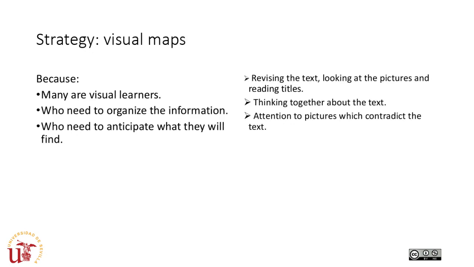So that's one strategy. Another one would be using visual maps. Now, you know that we often say that many people with autism benefit from visual support.